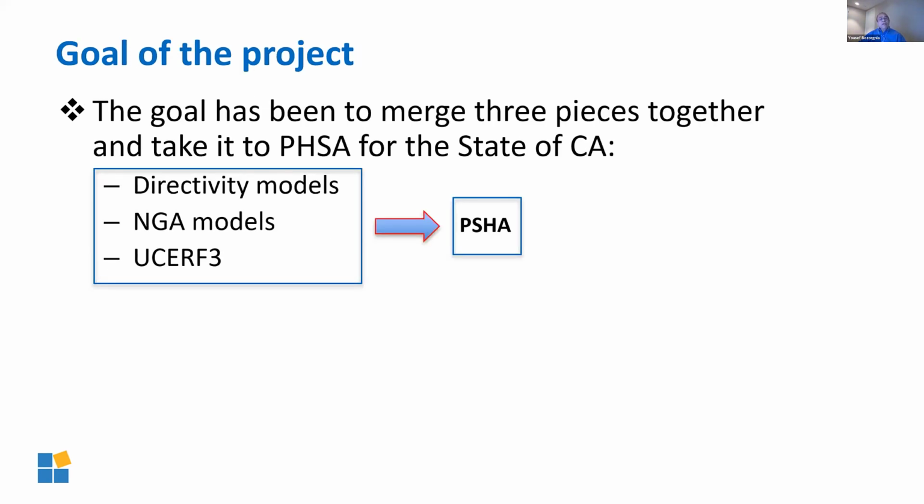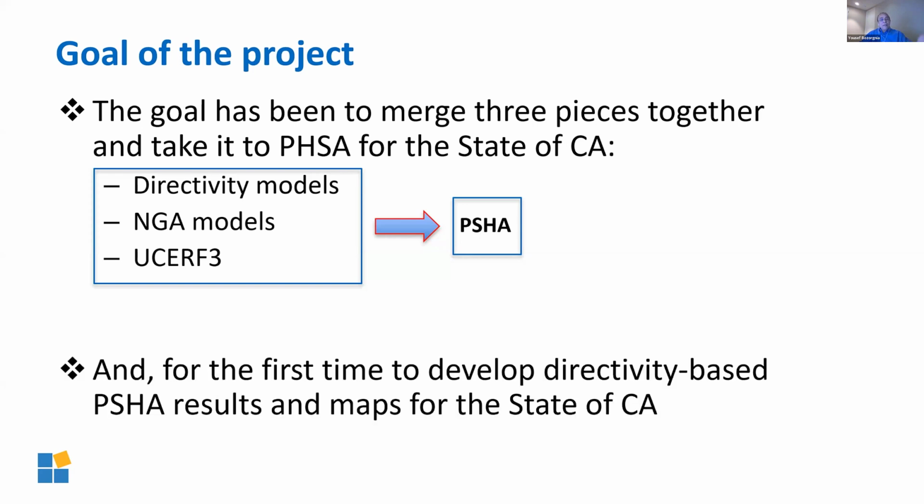So the goal of this project has been to merge three pieces, which means directivity models, the NGA-West2 model, and the UCERF3 model, and generate and run PSHA for the whole state of California, which, as you will see, was not an easy task. And then after the computation was done, Sylvia generated for the first time directivity-based PSHA maps and results for the state of California.